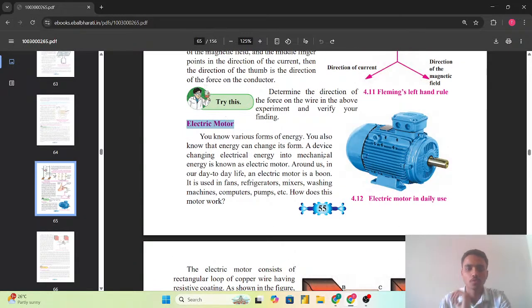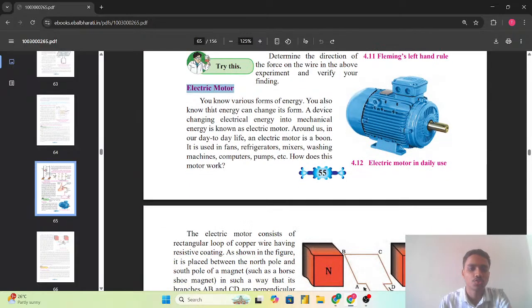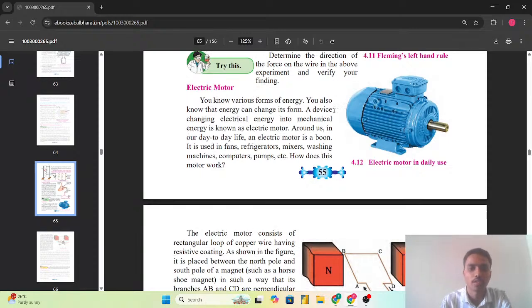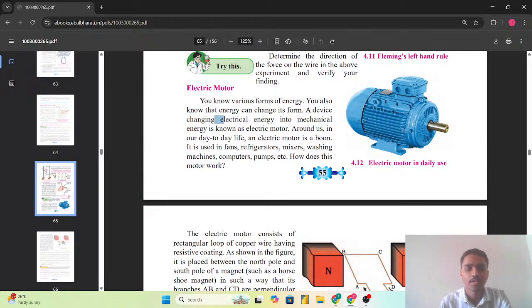So you know various forms of energy. You also know that energy can change its form. A device changing electrical energy into mechanical energy is known as the electric motor. So in an electric motor, electrical energy is converted into mechanical energy. As we have also studied the energy conservation law in class 9, energy can neither be created nor be destroyed. It can only be converted from one form of energy into another form of energy. So here, the electrical energy is getting converted into mechanical energy.